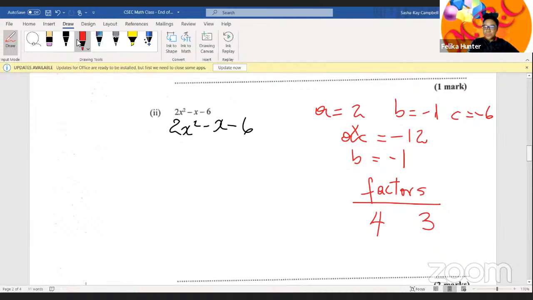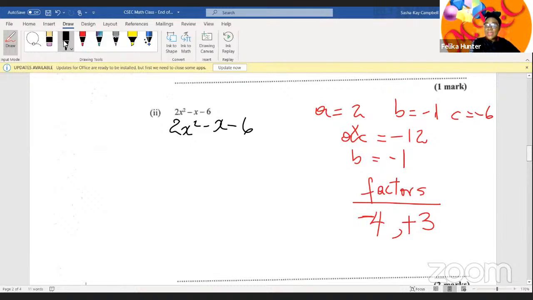And our sign for this is, given that AC is negative, then one factor is going to be negative and one is going to be positive, right? And we can now look at B to tell us what is going to be negative and what is going to be positive. If B is positive, then the larger factor is positive. And if B is negative, then the larger factor is negative. So looking at B here, it's negative. So we know that 4 is going to be negative and the 3 is going to be positive. So that's how we find our factors.